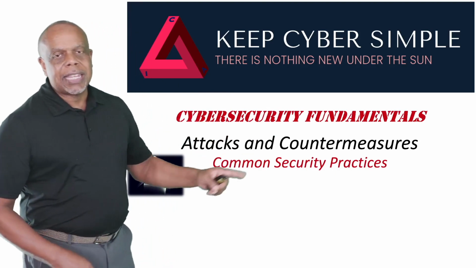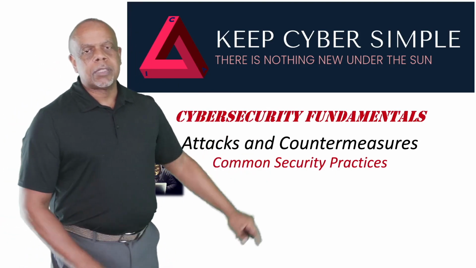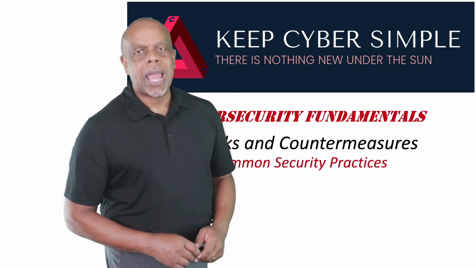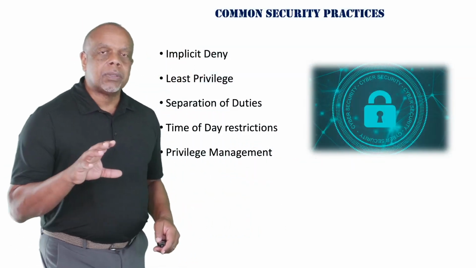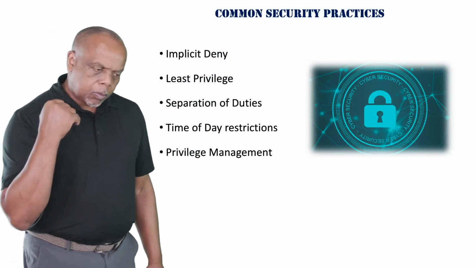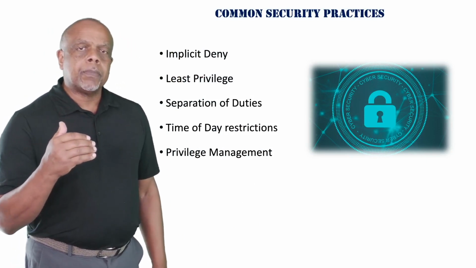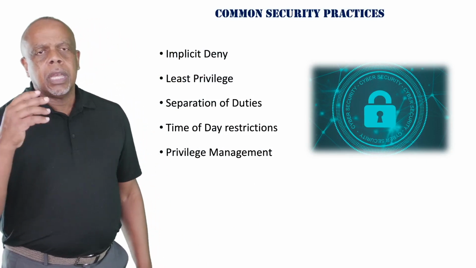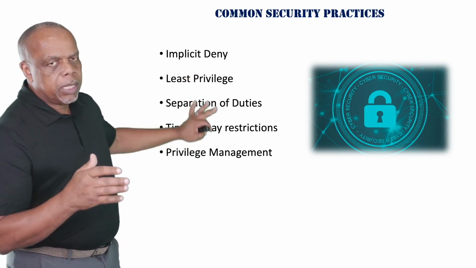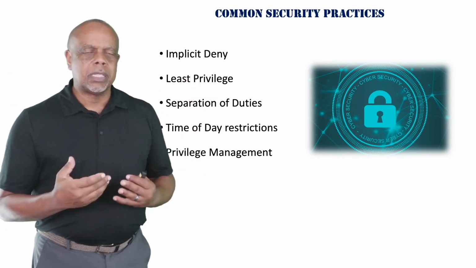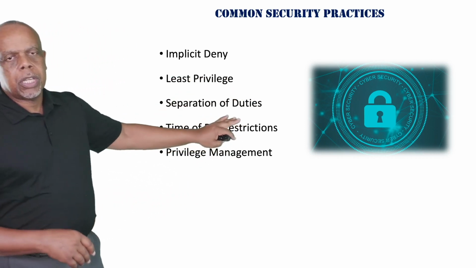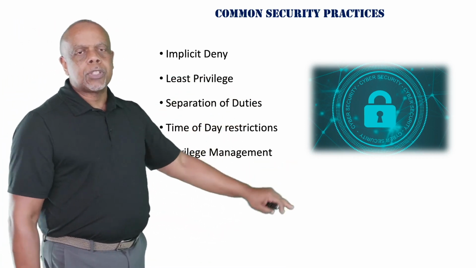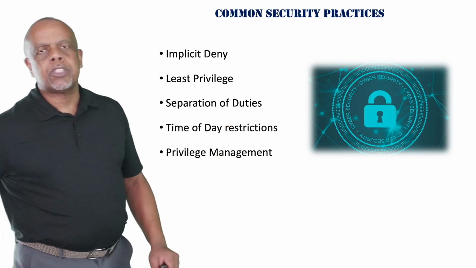We're still in our attacks and countermeasures. Let's talk about some common security practices. When we think about some things that we do to mitigate attacks, and this is by no means an exhaustive list, but these are some things to think about. We're going to talk about implicit deny, least privilege, separation of duties, time of day restrictions, and privilege management.